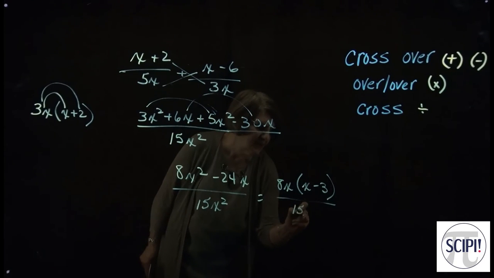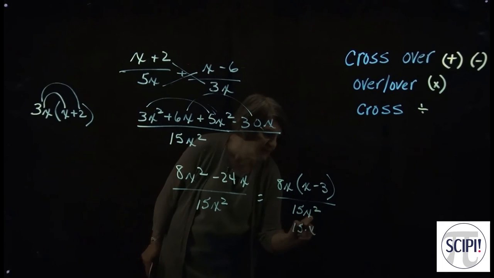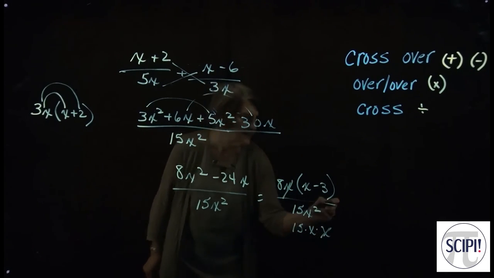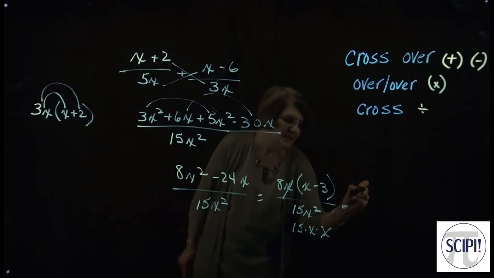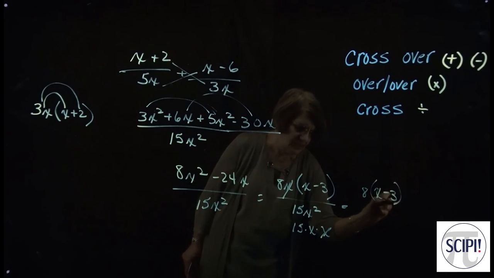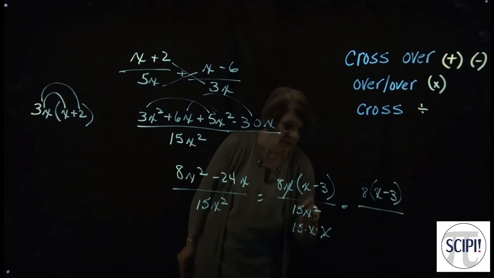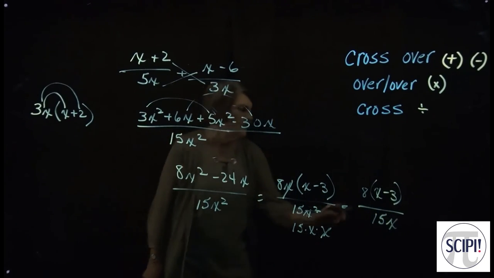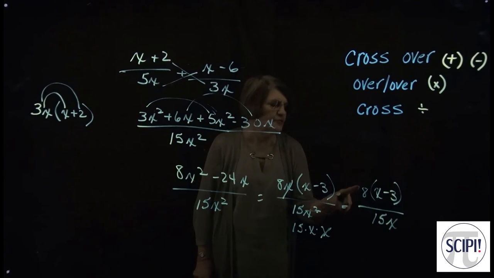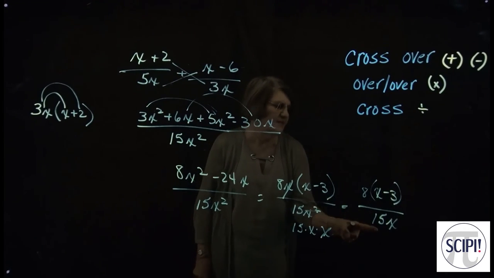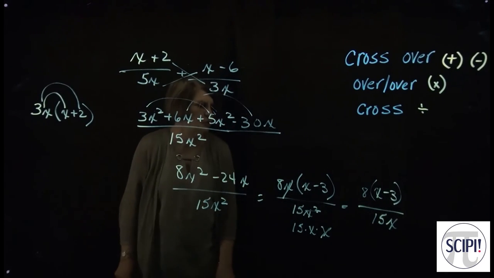And 15x squared really means 15 times x times x, so I can cancel an x, which is going to give me 8 times x minus 3 over 15x. And that's as far as I can go because the factors of 8 are 8 and 1, 4 and 2, and of 15 are 15 and 1, 5 and 3. So these have nothing in common. So that is our final answer.